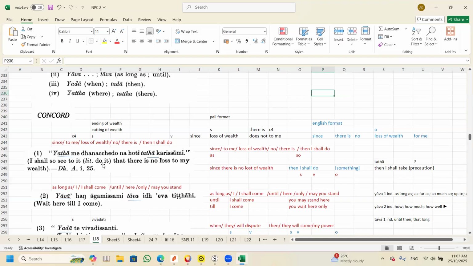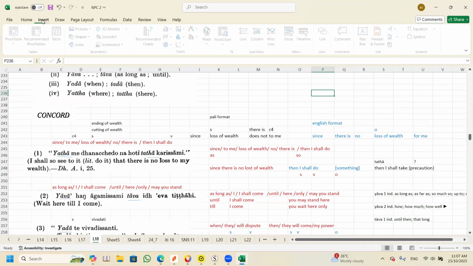Then you see, "I shall see to it". Literally it is "do it". They also change the English grammar, change the Pali. "See to it" is "do it". This is the one. So see to do it. And then that is taken as what? "Tata", that.